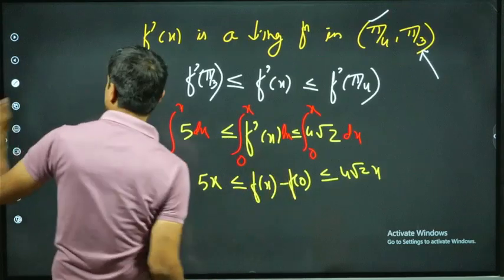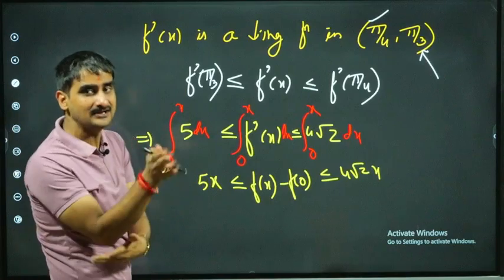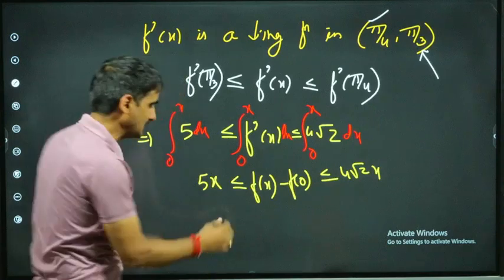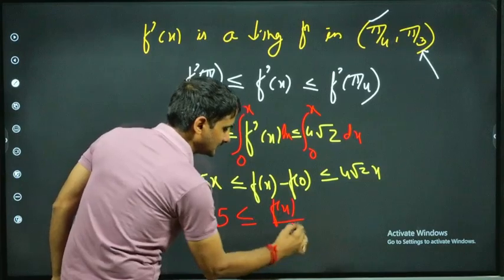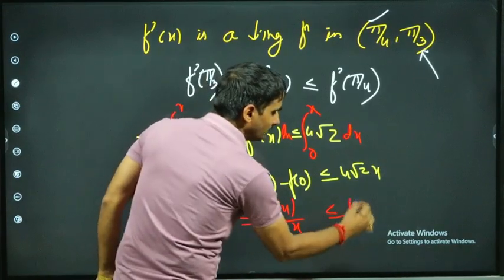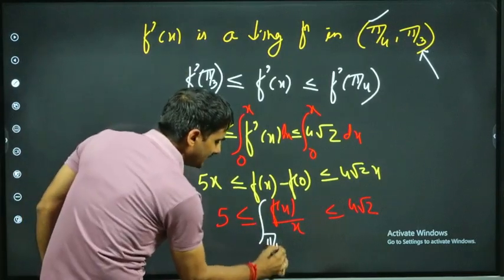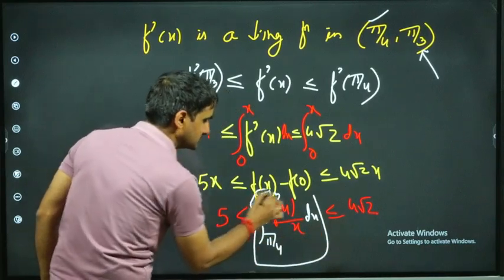So f of 0 is 0, so now we got it, and since again x lies in the interval pi by 4 to pi by 3, I can divide the entire inequality by x. So I will get 5 is less than or equal to f x by x, which is less than or equal to 4 root 2. Now integrate from pi by 4 to pi by 3, and that's what we need, bachon.